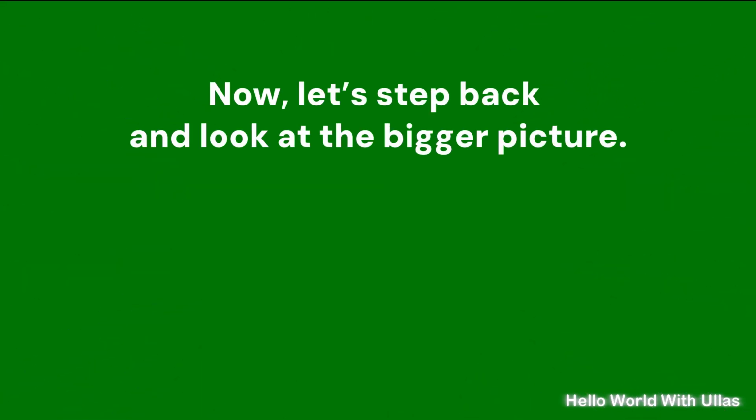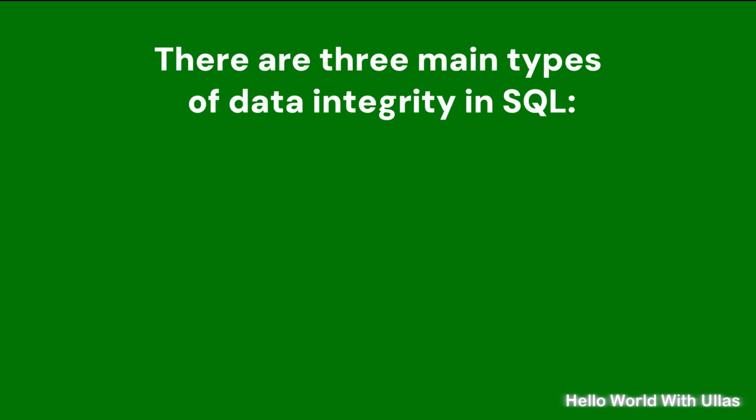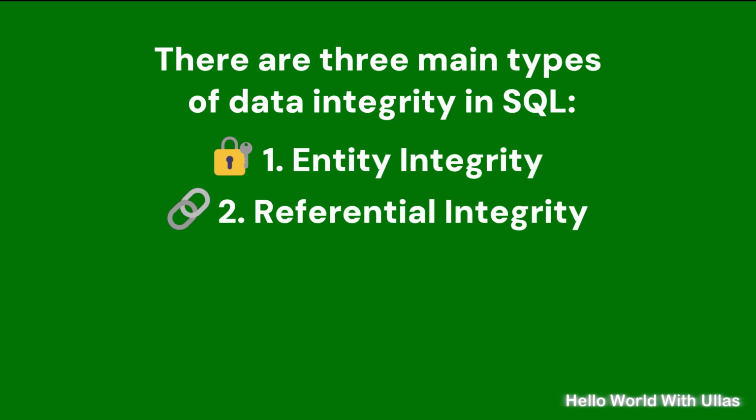Now let's step back and look at the bigger picture. Data integrity is all about ensuring your data remains accurate, consistent, and trustworthy. There are three main types of data integrity in SQL: 1. Entity integrity. 2. Referential integrity. 3. Domain integrity.